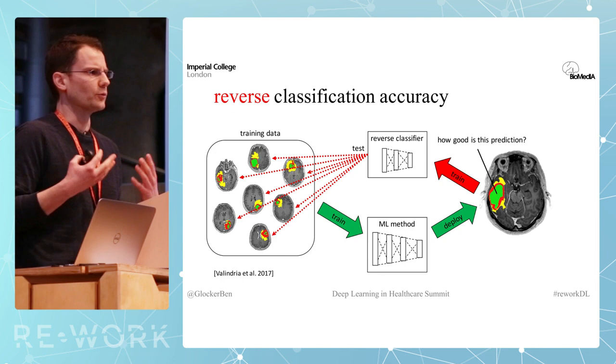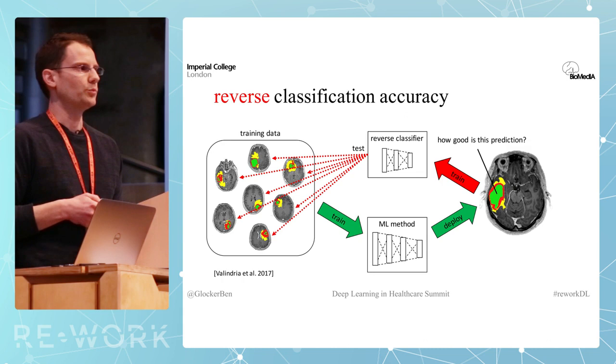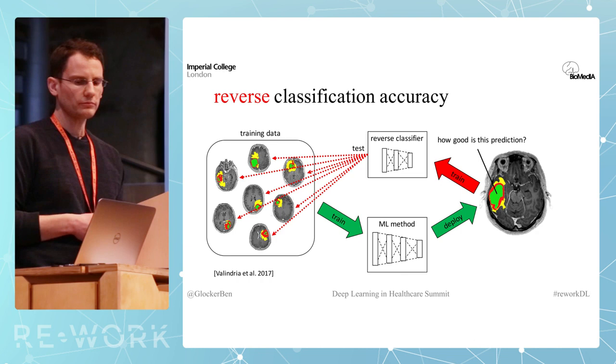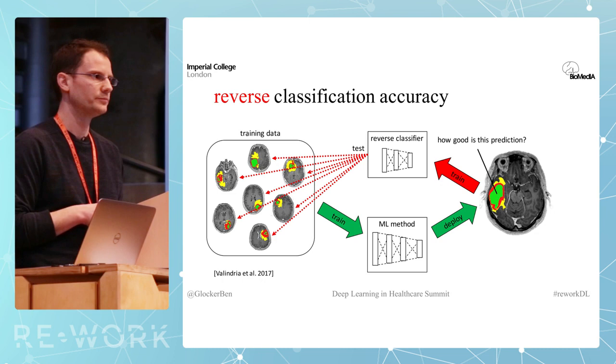Those are usually used to train a network. So you learn a system, a machine learning method, a convolutional neural network, something that you can then deploy in practice. Now, on your new data, you get a prediction. And the question is, how good is this prediction? Every time you want to know, did it fail or did it do a reasonable job? You can use the prediction and train what we call a reverse classifier. That is a classifier that is completely overfitted to that one example.